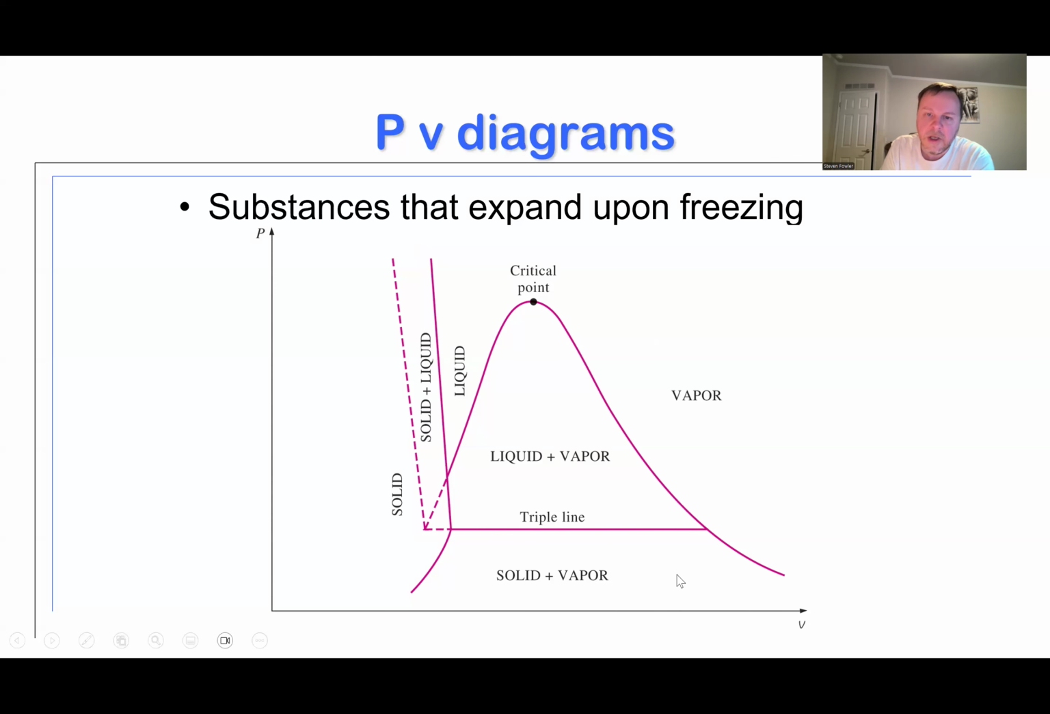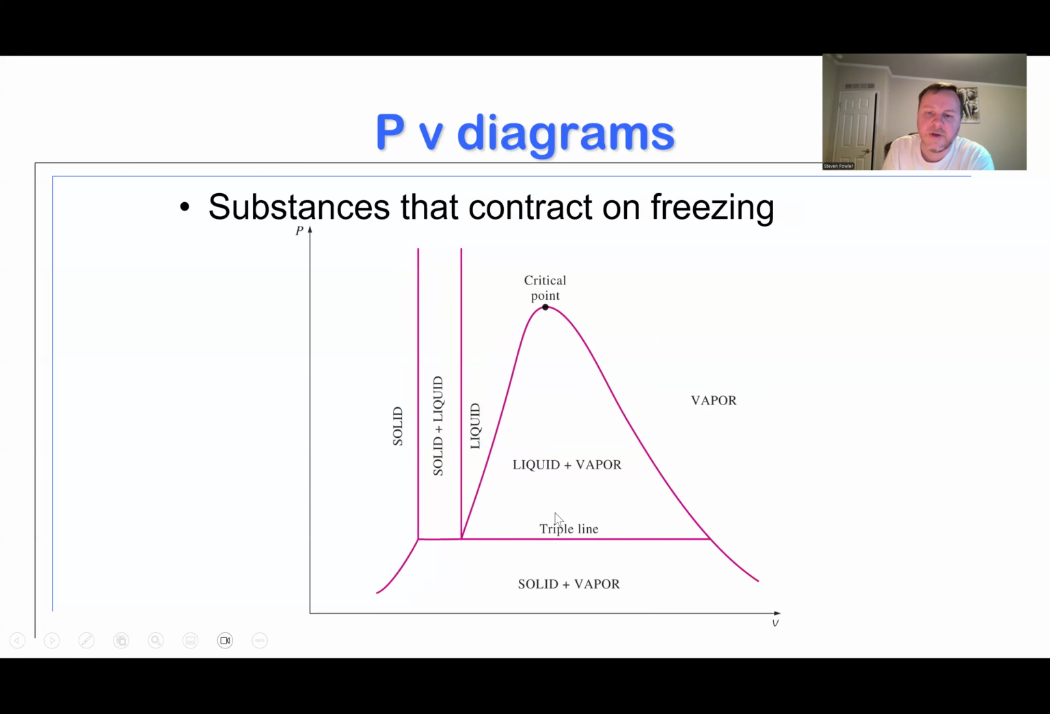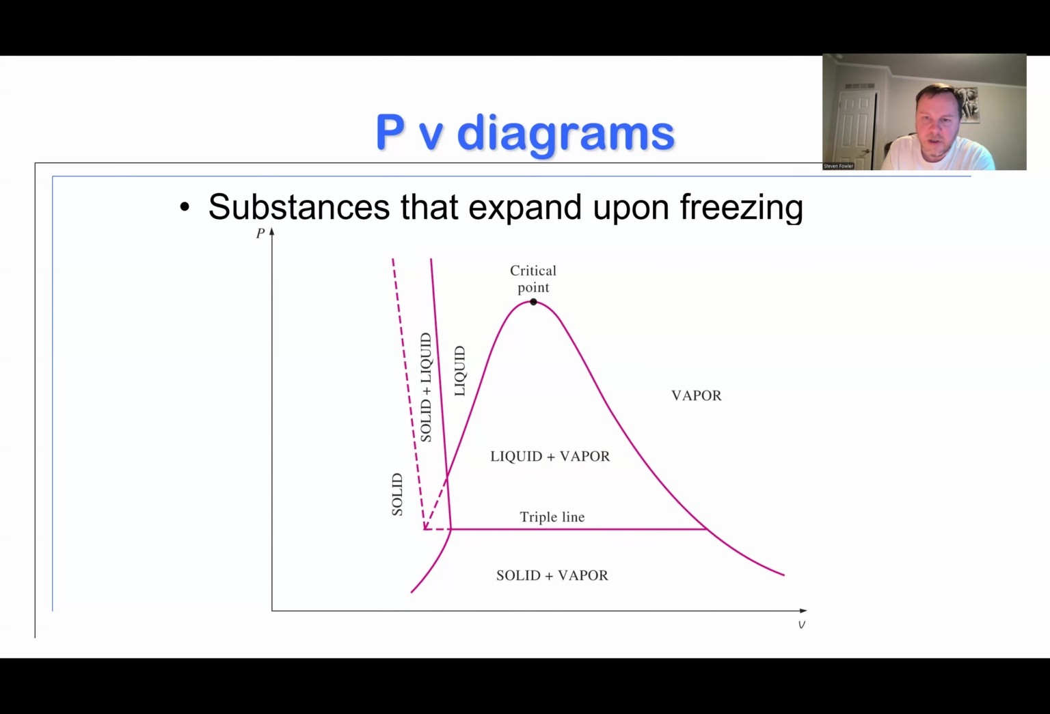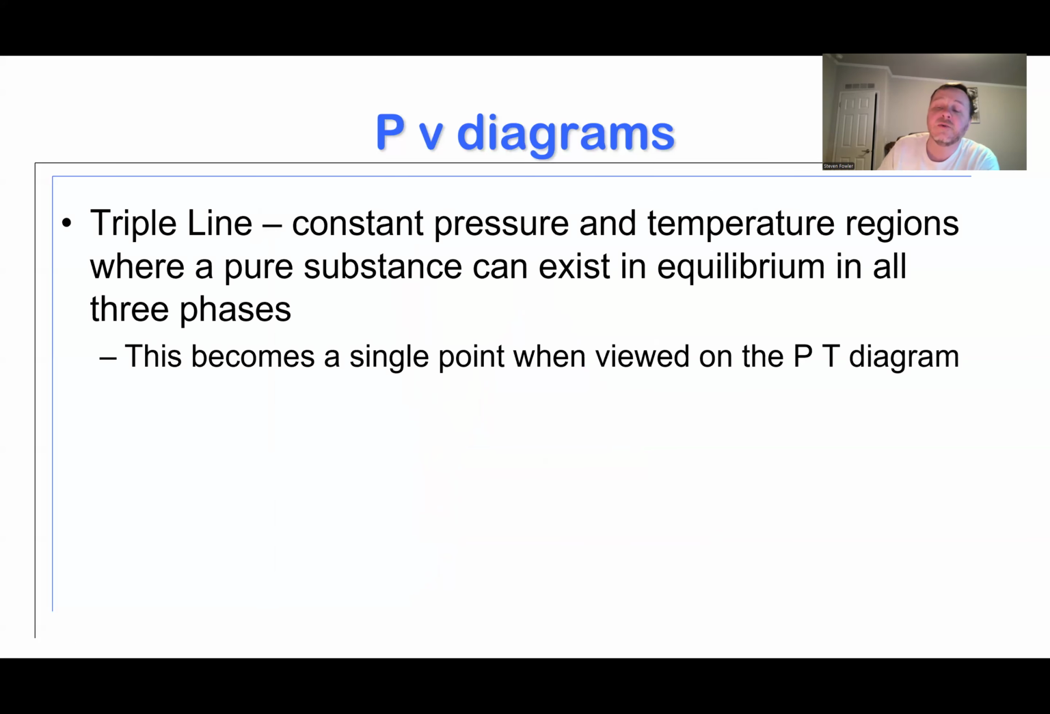Now notice on both of those diagrams, down here between the liquid-vapor and the solid-vapor region, you've got this triple line. That shows up on both of these. So what is that? Well, let's talk about what that triple line represents. That triple line represents a known pressure, temperature, and volume where all three phases can exist in equilibrium. It's not that I don't have molecules that are freezing or molecules that are vaporizing.